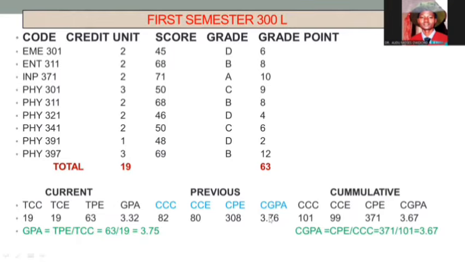Let's look at his previous result. The candidate was on 3.76 before, and now is what? 3.75. So he dropped by 0.01, which is very small.